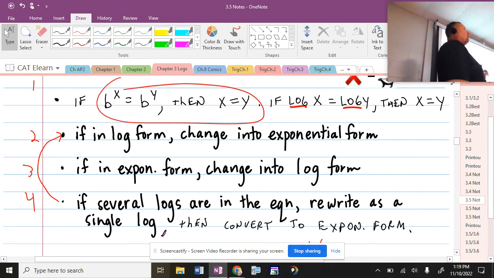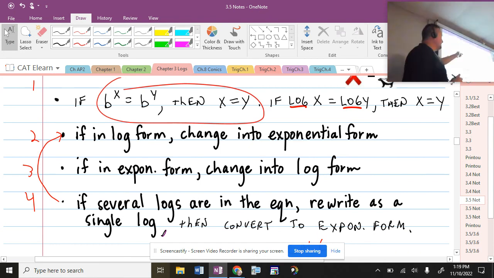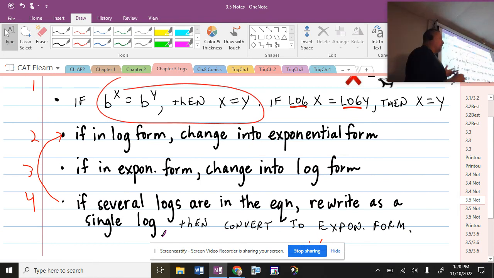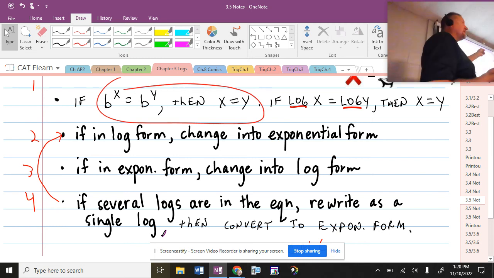Okay, so it is number 1. I have base b to the x equals b to the y. So just drop the bases and set the exponents equal, x equals y.